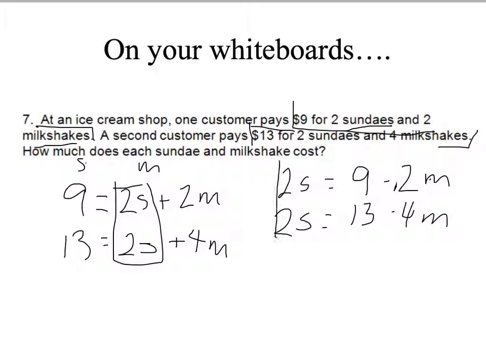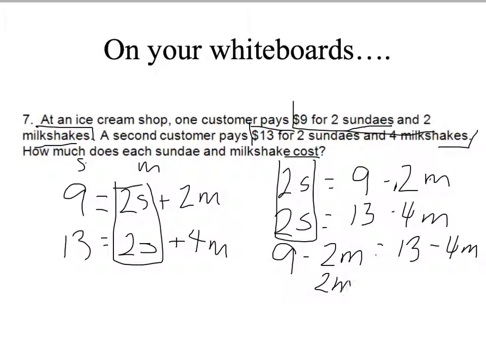Now, since these are both set equal to the same thing, I can set them equal to each other. So 9 minus 2m equals 13 minus 4m. Now I just have to solve for m. So I'm going to add 4m to both sides. It's going to give me 2m equals 13 minus 9 is 4. So my milkshakes cost $2 a piece.